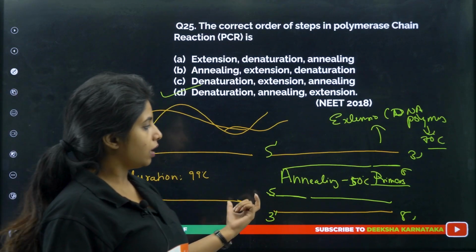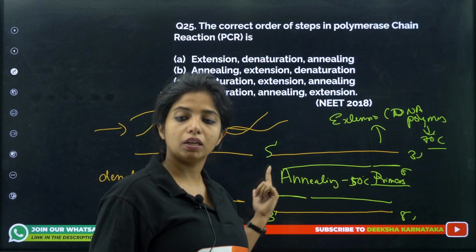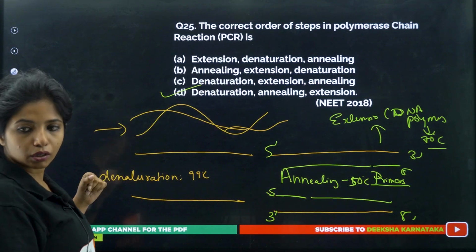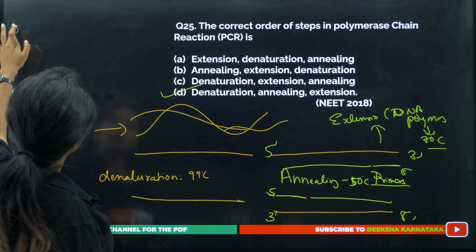Okay, DNA polymerase cannot randomly go and start like that. It needs a backbone there and only then will it start. So that's why we need a primer over here, which is known as annealing. Cool, works. Let's go with the next question.